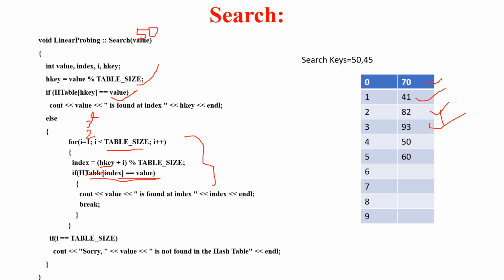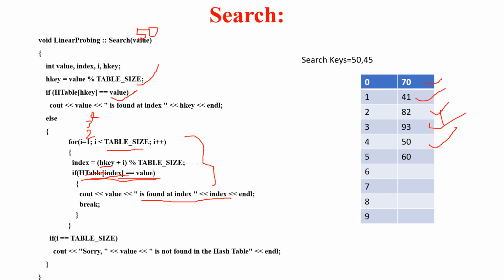Go and check whether the hash table at the 4th index is equal to 50. Yes, it is equal to 50. Then you say that it is found at the index. The index value is nothing but 4, and that is what it's going to print as the index.